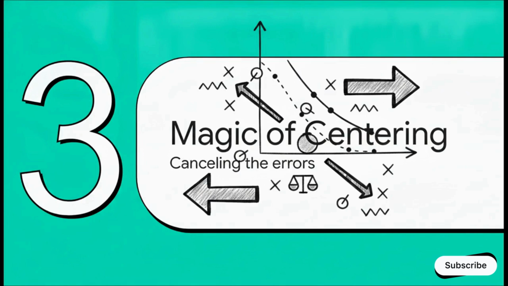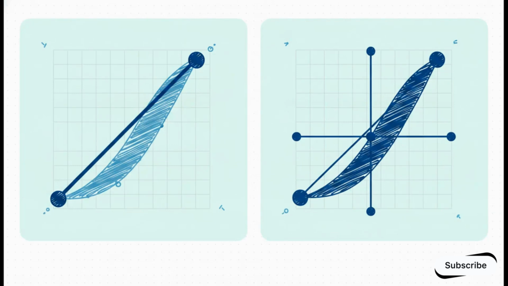Section 3. The magic of centering. Canceling the errors. Now you might be wondering, why go through the trouble of stepping both forward and backward? Why not just take one step forward and compare it to where you're currently standing? Well, think about the visual difference between those two approaches. A one-sided approach draws a line between your starting point and the forward point. Because curves bend, this line gets skewed. It sits slightly above or below the true tangent line, so it suffers from a systematic error.